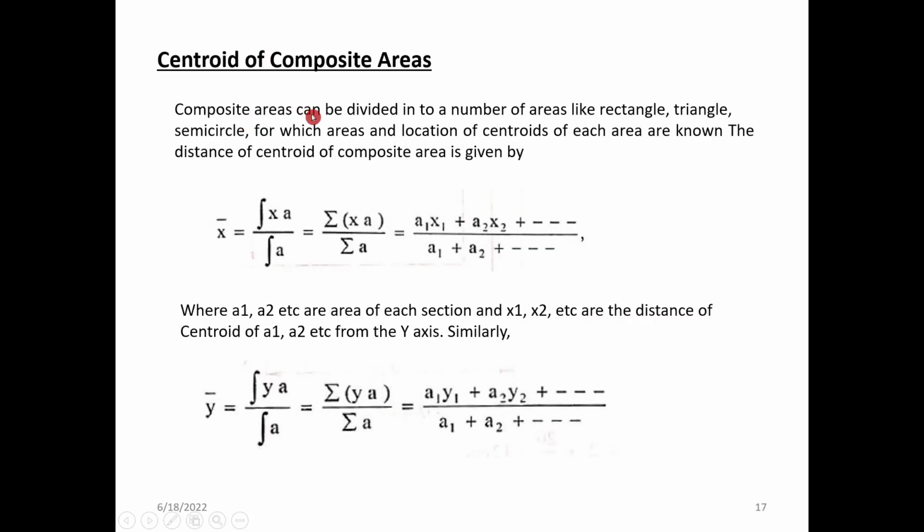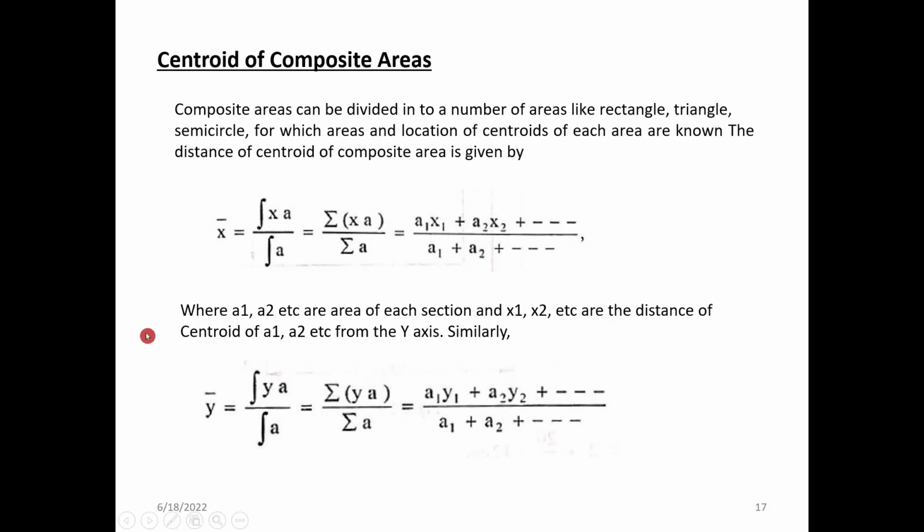Composite areas can be divided into a number of areas like a rectangle, triangle, semicircle, for which the areas and locations of centroids of each area are known. In a composite area, there can be a combination of rectangle, triangle, circle, etc. We know the centroids of the individual shapes, so we have to properly arrange them to find the centroid of the composite area.